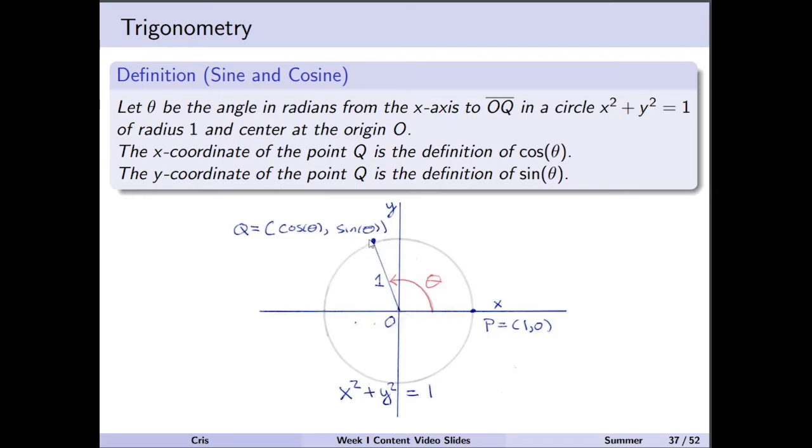This also lets us see the fundamental relationship between sine and cosine. Since cosine theta is the x-coordinate of a point on the unit circle, and sine theta is the y-coordinate of a point on the unit circle, we know that cosine squared theta plus sine squared theta equals 1. And that's the fundamental relationship between sine and cosine.